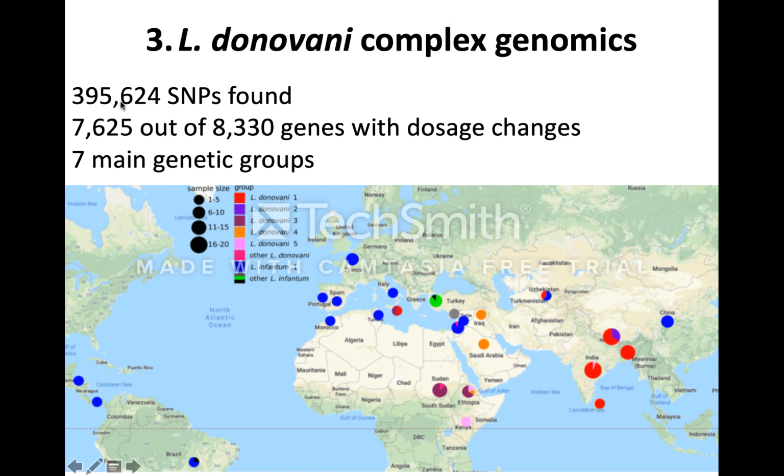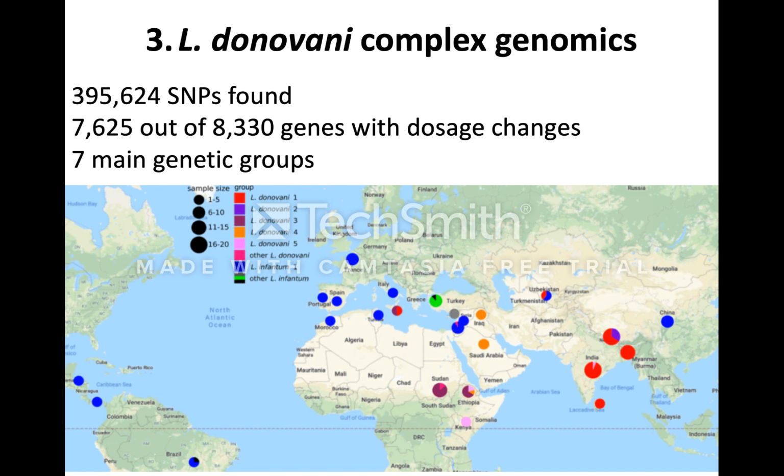395,000 SNPs were found right across the genome. So a sizable number of bases were different. And we also see that if you put together SOMY changes and copy number variants, the vast majority of genes had at least one isotype with a dosage change, over 90%.